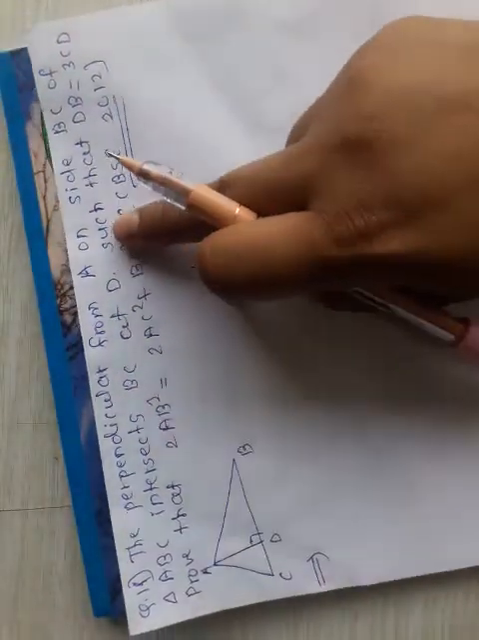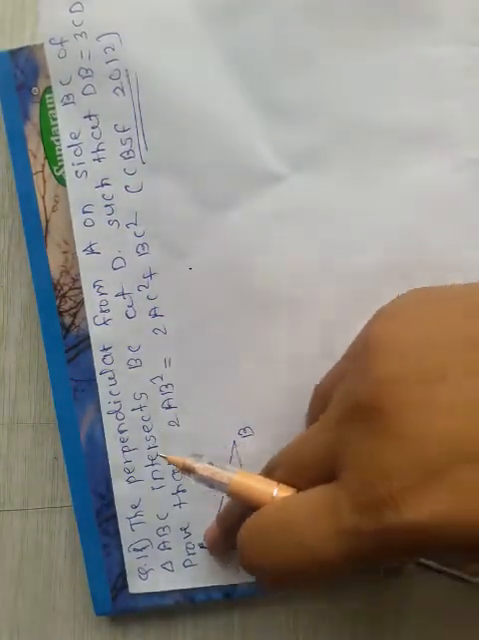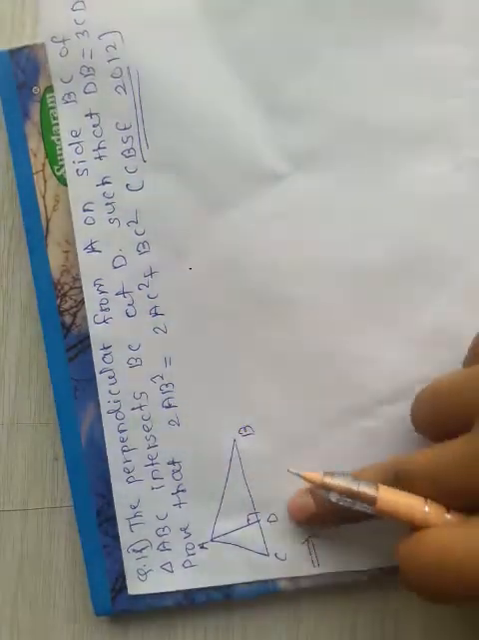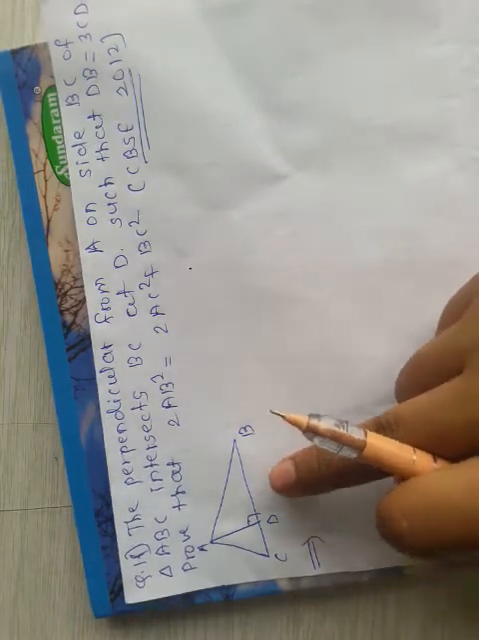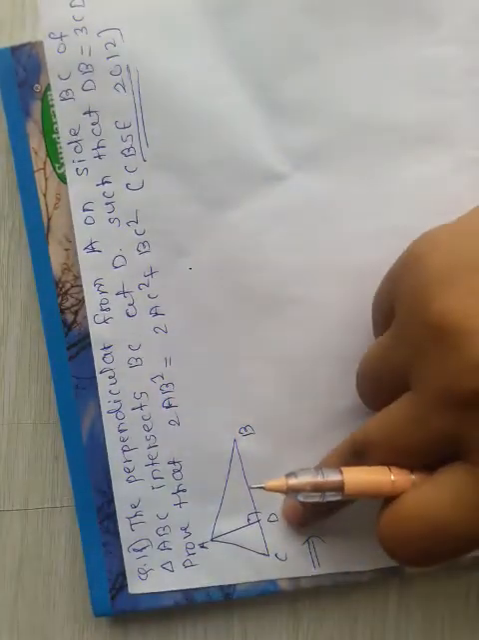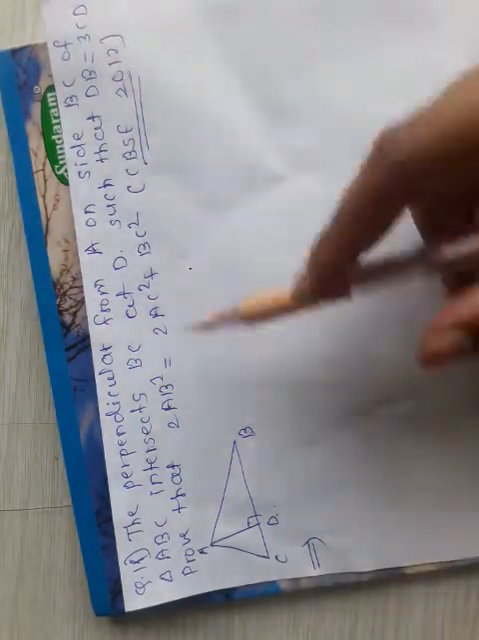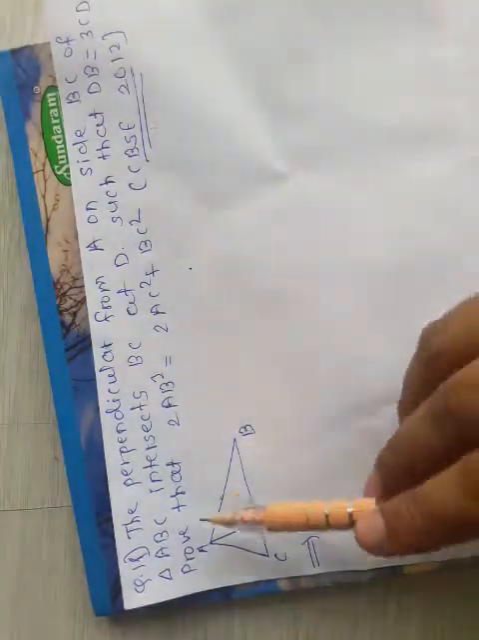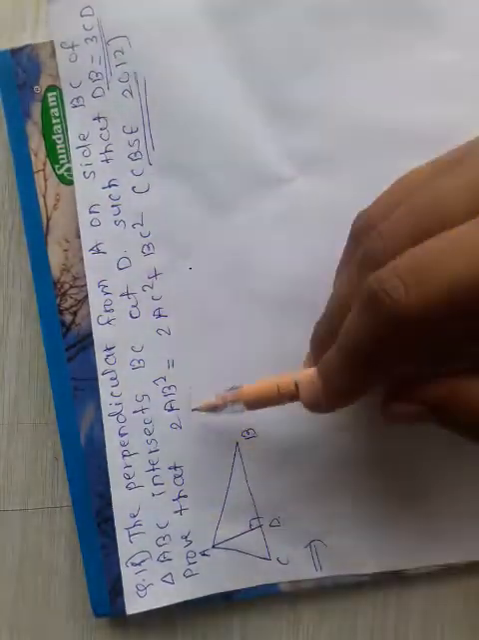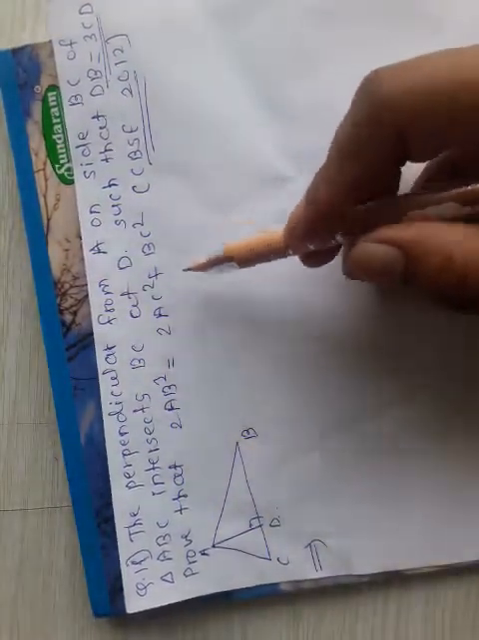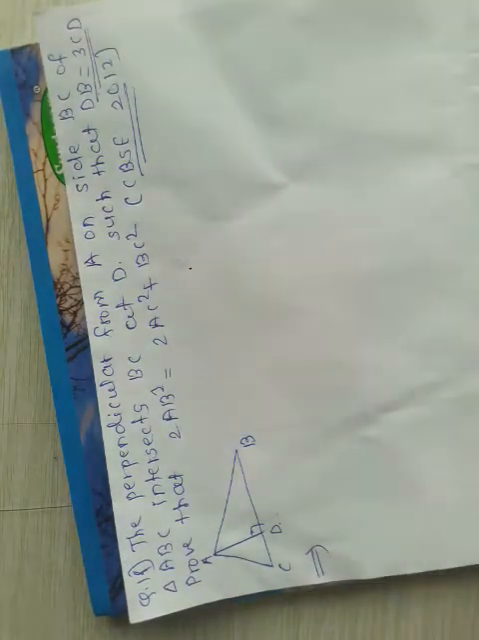The perpendicular from A on side BC. From this point A, there is a perpendicular AD on BC of triangle ABC, which intersects BC at point D such that DB is equal to 3 times CD. This is given to us. Prove that 2AB square is equal to 2AC square plus BC square.